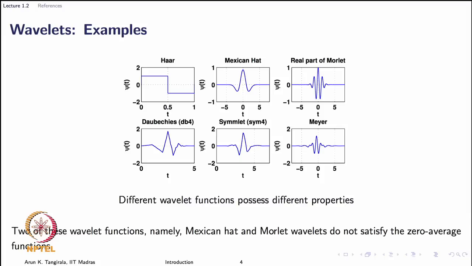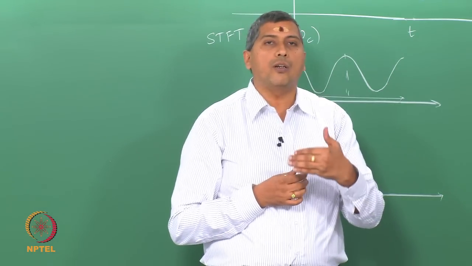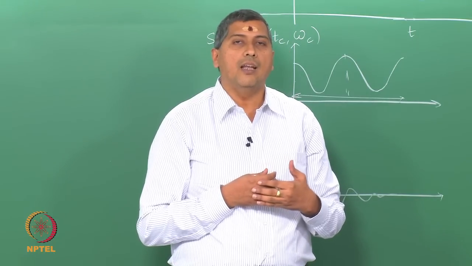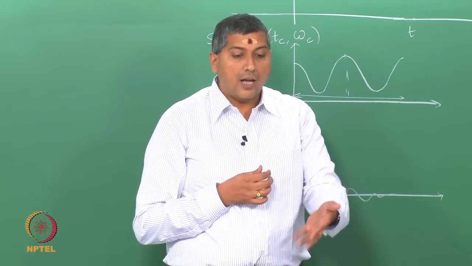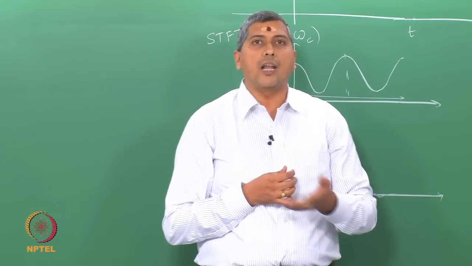All of them have a common feature, which is that they exist for a short time. That is a key requirement for us to get the local properties of the signal. Of course, each wavelet is suited to a particular class of signals. For example, the Haar wavelet is suited for analyzing discontinuities in the signal. You must notice that the Haar wavelet itself is discontinuous, and therefore it is suited for analyzing discontinuities.